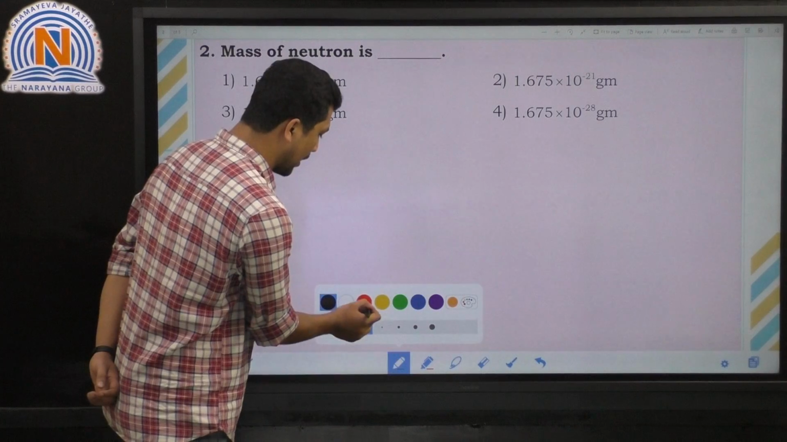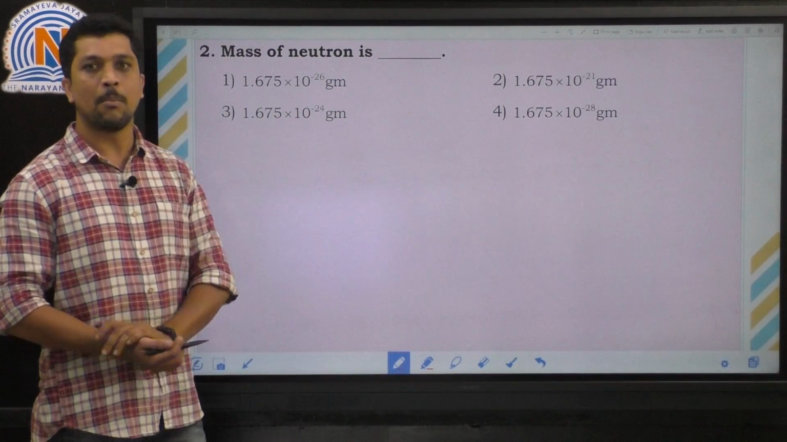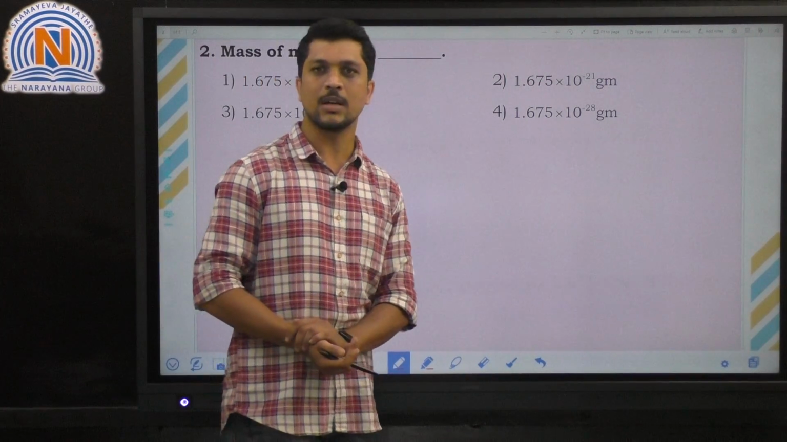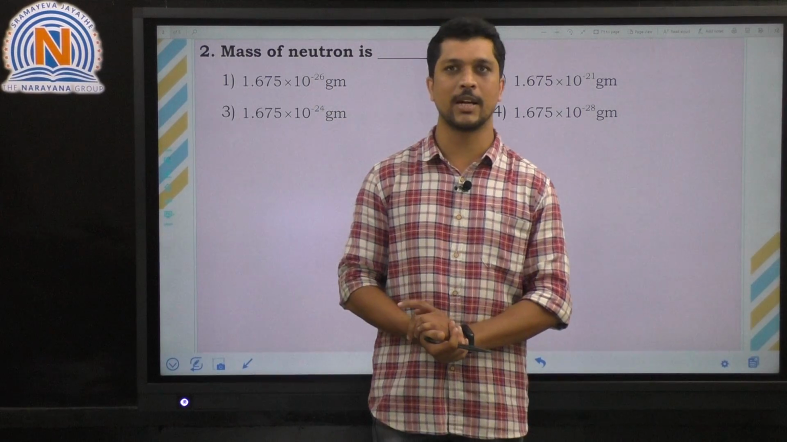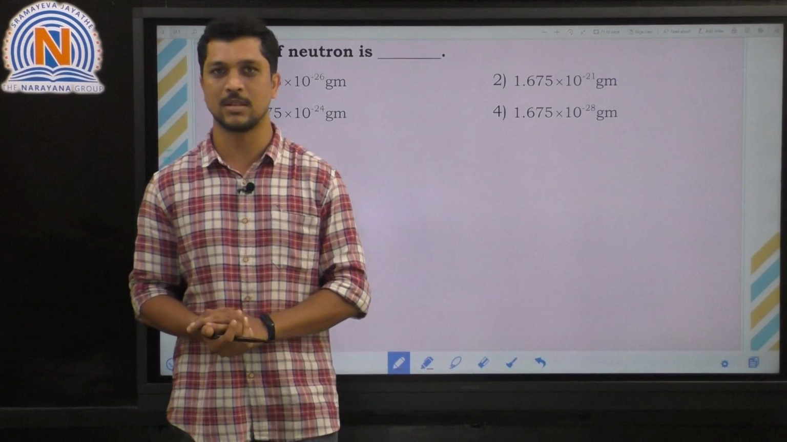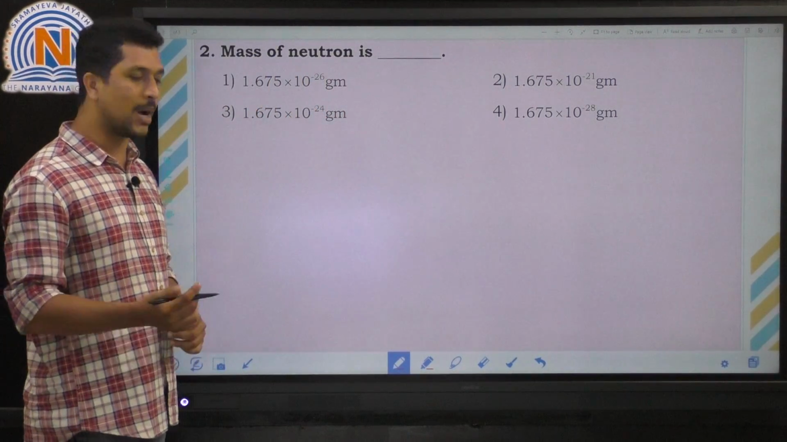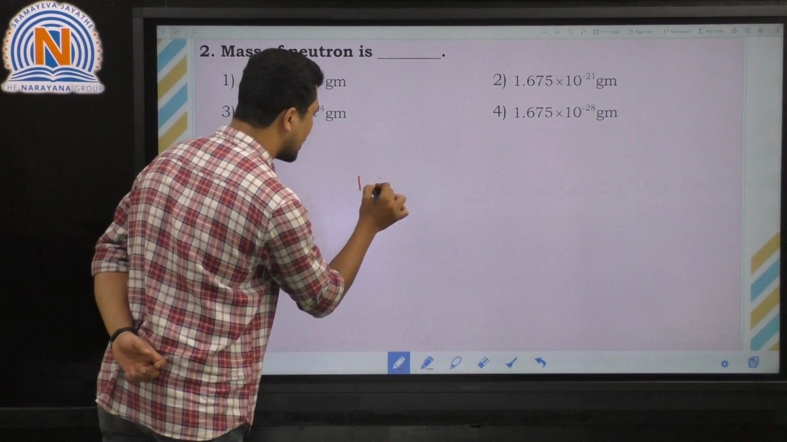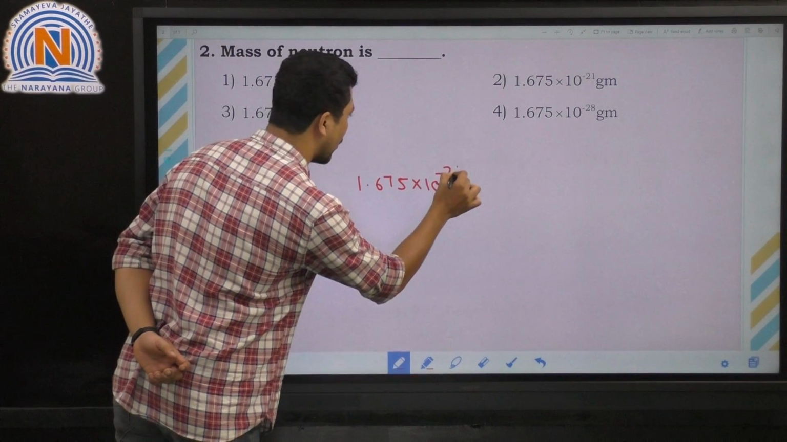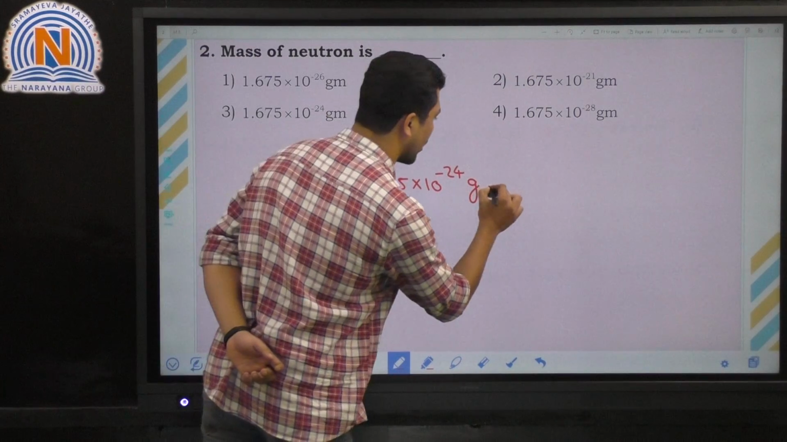So here the question is mass of neutron. Mass of neutron is. So we know that atom is classified into three subatomic particles: electron, proton and neutron, and each and every particle has some mass. In the same way, neutron also has some mass. That mass is 1.675 into 10 power minus 24 grams. So this is the mass of neutron.